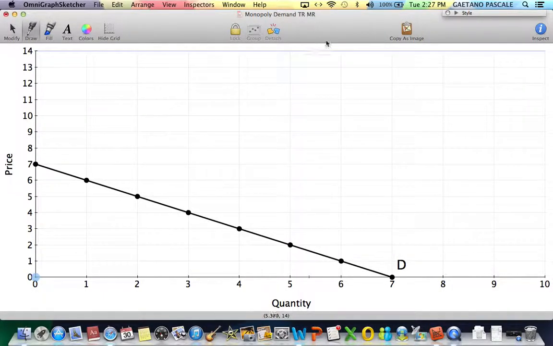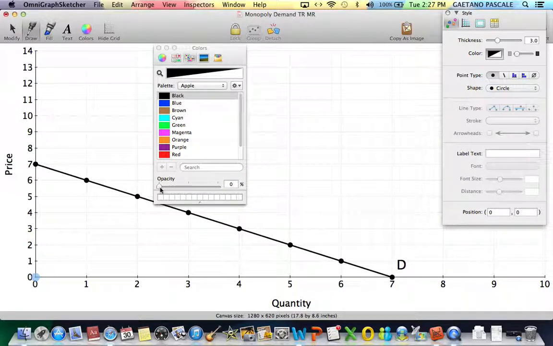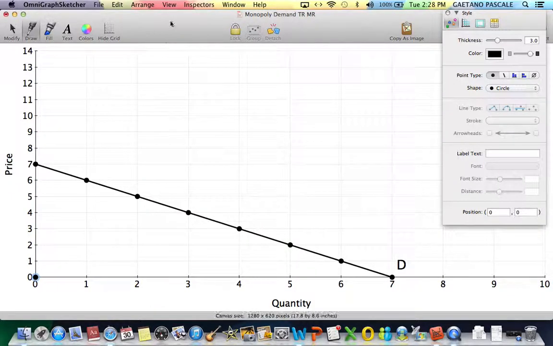So let me put that point in there, and let's also make it so you can actually see it. So I'll turn the opacity back up. Alright, there we go. So there we have at a price of 7, people want to buy 0. So our total revenue there is equal to 0.